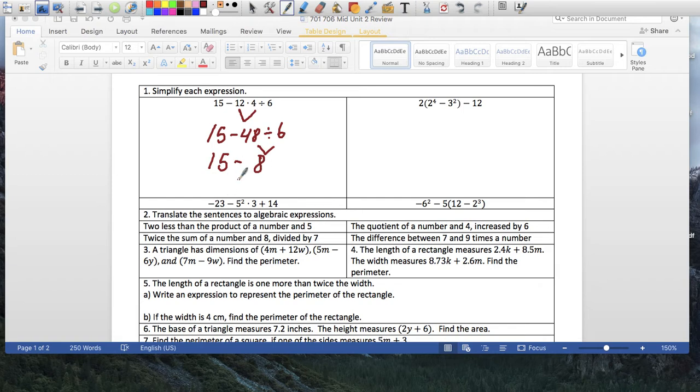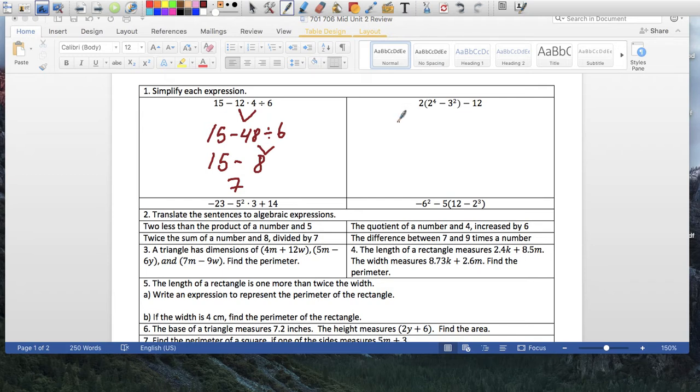And then 15 minus 8, if you want to put that in a calculator, that will give you a 7, as opposed to putting 15 minus 12 times 4 divided by 6. That might not render the results that you want. So be very careful. Okay, do it in steps.